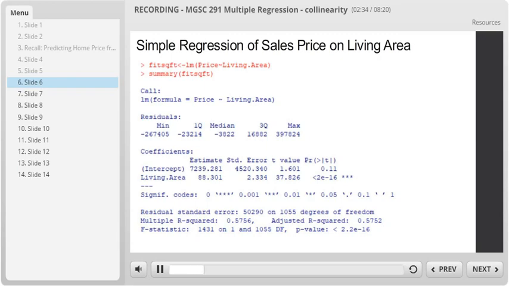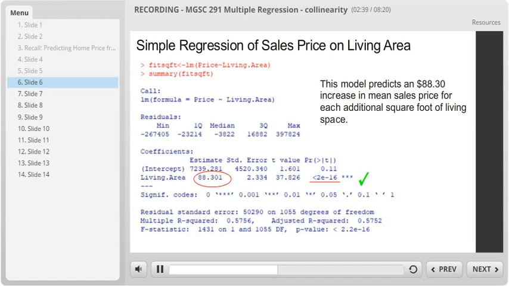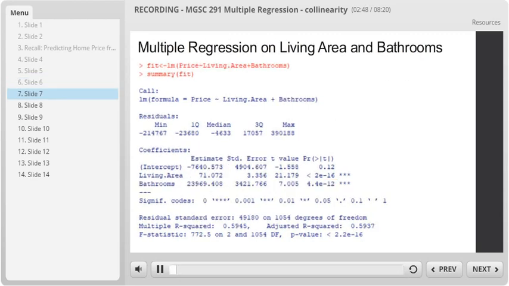Next, a simple linear regression of sales price on living area predicts an $88.30 increase in the mean sales price for each additional square foot of living space in a home. Because both living area and number of bathrooms are significant predictors of home sales price individually, let's include them both in a multiple regression of sales price. For purposes of illustrating the effects of collinearity, we will leave out the interaction term in our model.